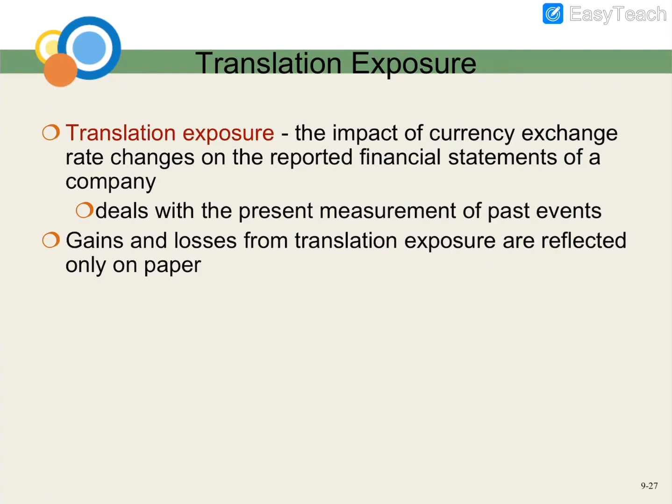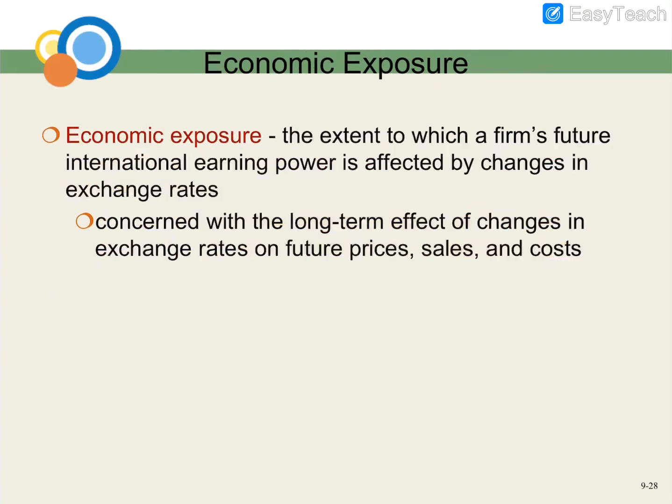Then we have translation exposure. It is the impact of currency exchange rate changes on the reported financial statements of a company. So it deals with the present measurement of past events, and gains or losses from translation exposure are reflected only on paper. Translation exposure is the risk that the company's equities, assets, liabilities, or income will change in value as a result of exchange rate changes. This occurs when the firm denominates a portion of the equities, assets, liabilities, or income in a foreign currency.